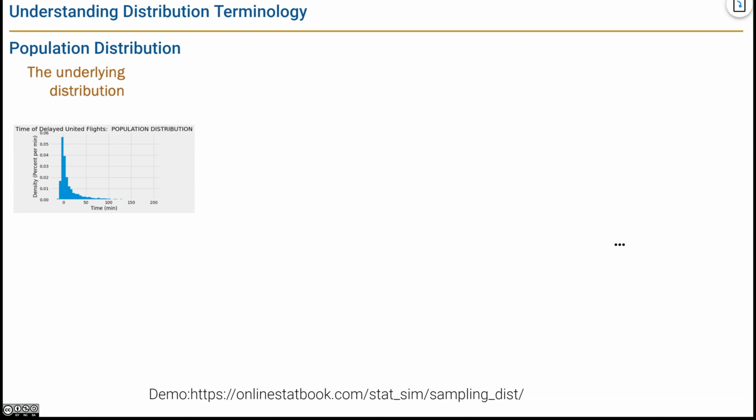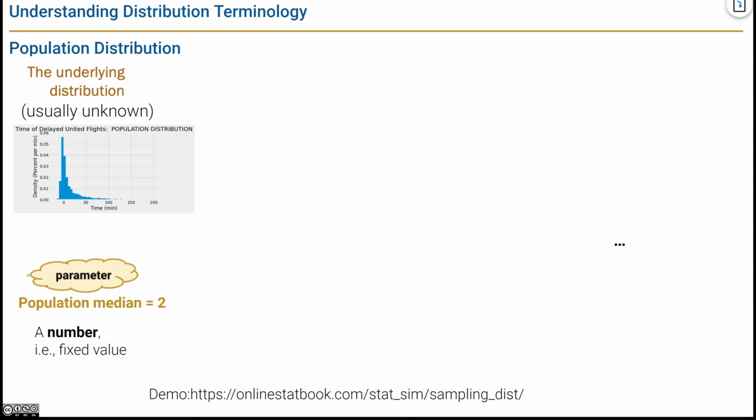This is usually not known, right? But in our example here today, we'll start with a known population distribution and show you how we can then go backwards without knowing it to try to make some inferences. Ideally, we would want to know some characteristics of this distribution. For example, what's the average time of delay for United flights? Or in this case, because it's skewed, we'd probably use the median as a better summarizer. And here, the population median is 2 minutes. Again, this is a fixed value. This is a number, and this is usually not what we know. It's usually what we're trying to infer.